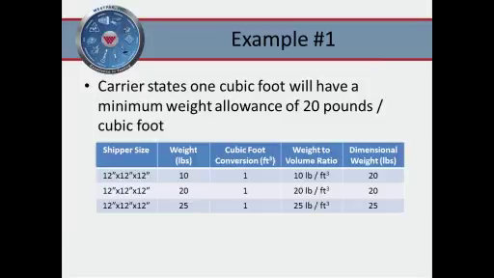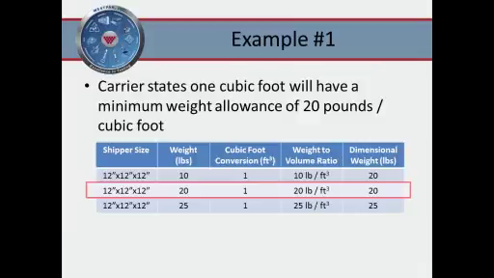So for the first example, we have a minimum weight allowance for the carrier of 20 pounds per cubic foot. And we have a shipper size of 12 by 12 by 12. We conveniently have the shipper size of 12 by 12 by 12 because it calculates to the cubic foot conversion of 1. So for the first case here, we have a box that weighs 10 pounds. And the weight to volume ratio is 10 pounds per cubic foot. But what you notice about 10 pounds per cubic foot is that it's under the 20-pound minimum allowance. And what you're going to be charged for is 20 pounds.